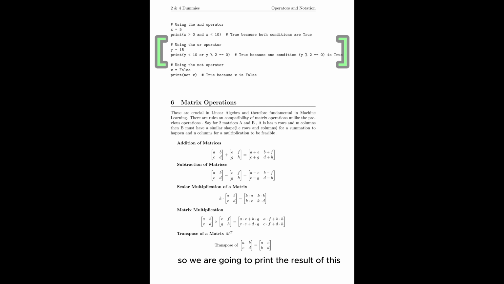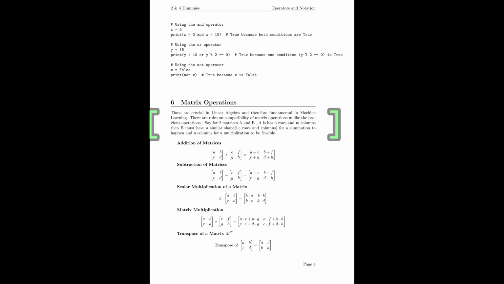So we are going to print the result of this logical operator, whereby x is greater than 0 and x is less than 10, which is actually true because, so again there we have the modulus operator, which is more or less a combination of the division process, whereby you are getting the remainder.